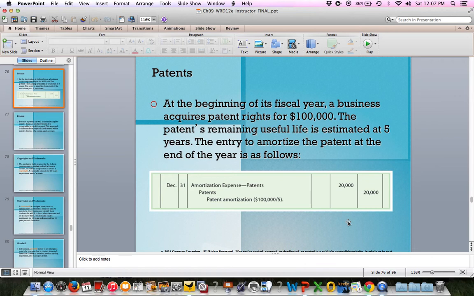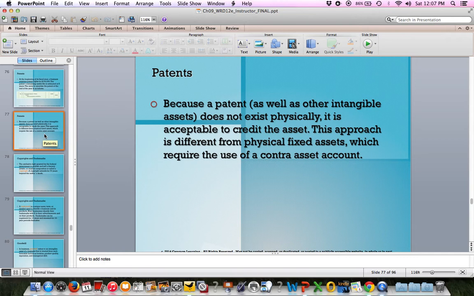That's an estimate, of course, and if it's based on technology, that might be a long time. We don't know, but we'll debit amortization expense, and then we credit patents. And notice that we did not credit accumulated amortization patent. We credited the patent account itself. Because a patent does not exist physically, it's acceptable to credit the asset. The approach is different from physical assets, which require the use of the contra account, the accumulated depreciation or the accumulated depletion accounts.